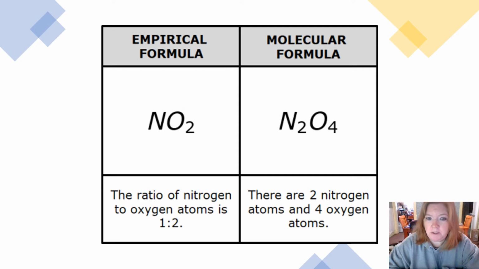So here's an empirical formula, the reduced version. Molecular formula: in this molecule, for example, there are 2 nitrogens and 4 oxygens. That's telling me exactly what is in the molecule. But I reduced that ratio of 2 to 4. You should know how to reduce ratios to 1 to 2. I adjust the subscripts and I get the empirical formula.